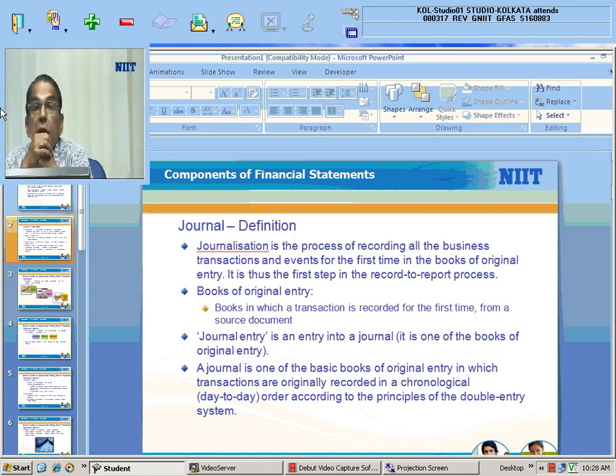That means today's transactions will be recorded in the chronological way. Tomorrow's transactions will be recorded after that. So every day's transactions will get recorded in the journal, but in a chronological fashion. You cannot record a transaction of yesterday after a transaction of today. All transactions of yesterday should first be recorded, then transactions of today will be recorded, like that. And the principle to be followed in recording the transaction is called the principle of double entry system of bookkeeping.